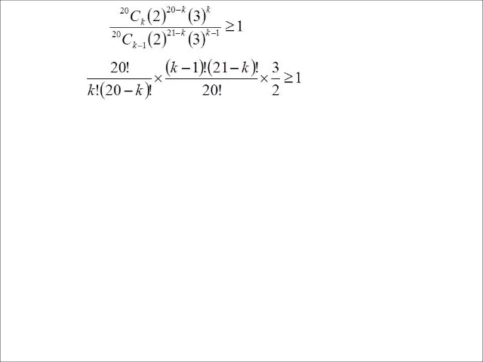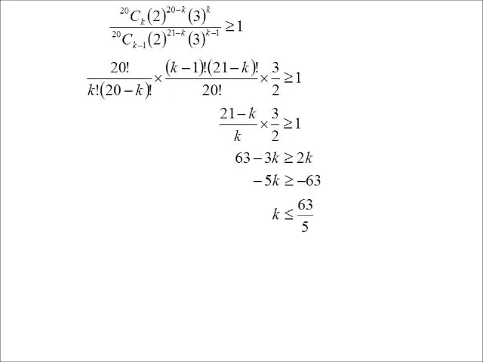Again, which one is bigger? Well, the k factorial must be bigger than k minus 1 factorial. k minus 1 factorial will cancel into the k factorial, leaving me with k on the bottom. And then 20 minus k factorial would cancel into the 21 minus k factorial. 21 minus k factorial would be bigger, leaving me with 21 minus k on the top. And now I've got a nice little inequality to solve.